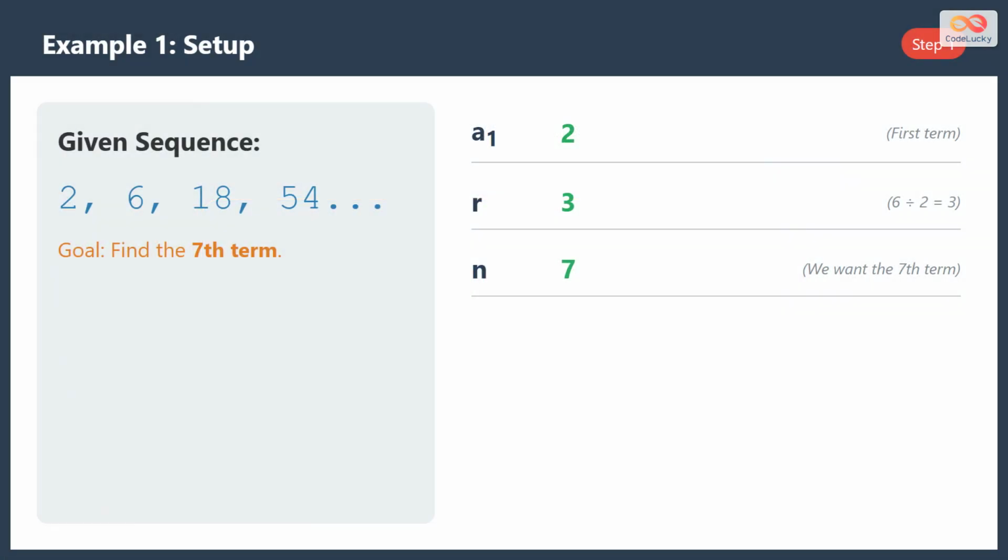Let's try a problem. We have the sequence 2, 6, 18, 54, and we want to find the seventh term. First, we identify our variables. The first term, a sub 1, is 2. The common ratio, r, is 3 because 6 divided by 2 is 3, and n is 7 because we want the seventh term.